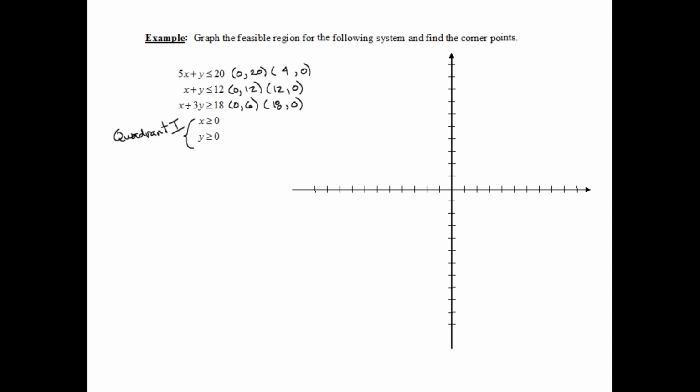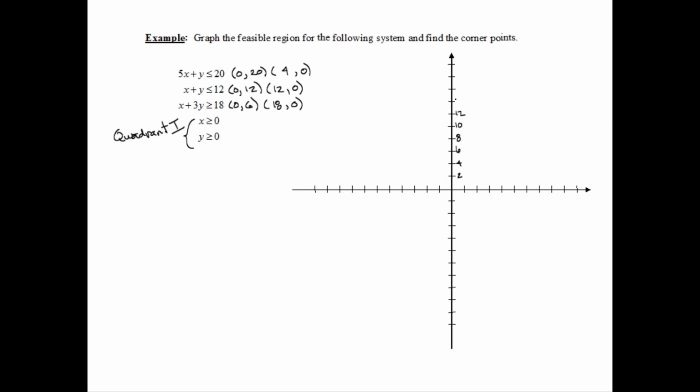Okay, so let's graph these. The reason I find all of the x and y intercepts before I start to graph is that I want to look at all of them before I choose my scale. I know that my y needs to go up to 20, my x needs to go to 18, so I think it will be a good idea to choose a scale of 2 units to 1 tick mark for both axes. You don't have to choose the same for both, it's just in this case it happened to be convenient.